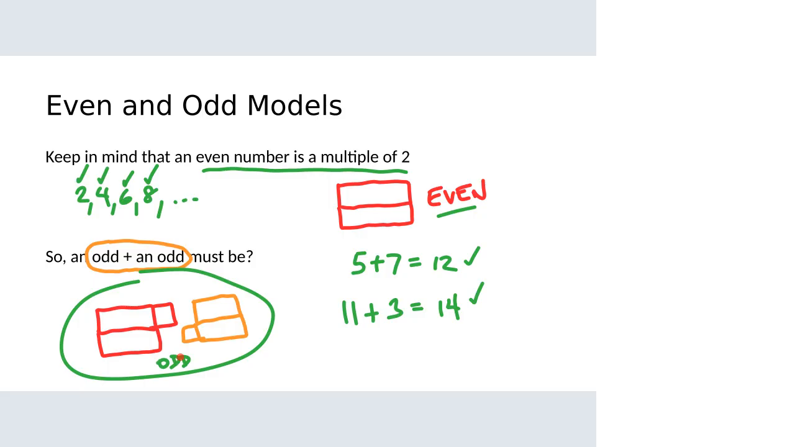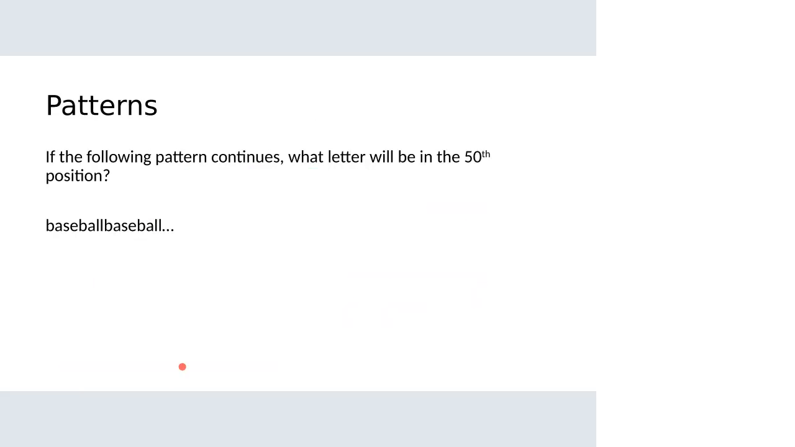Up next, we're going to look at some patterns. If the following pattern continues, what letter will be in the 50th position? And so what we have here is baseball, baseball, and the idea is it's going to continue. Baseball, baseball, baseball. And we want to know if that continues, what letter is going to be in the 50th position.